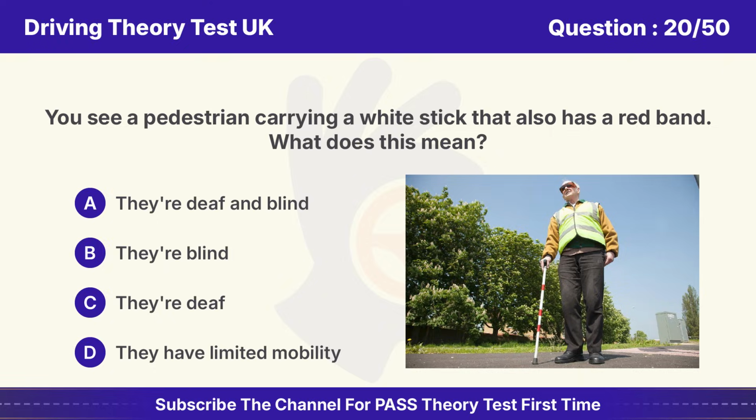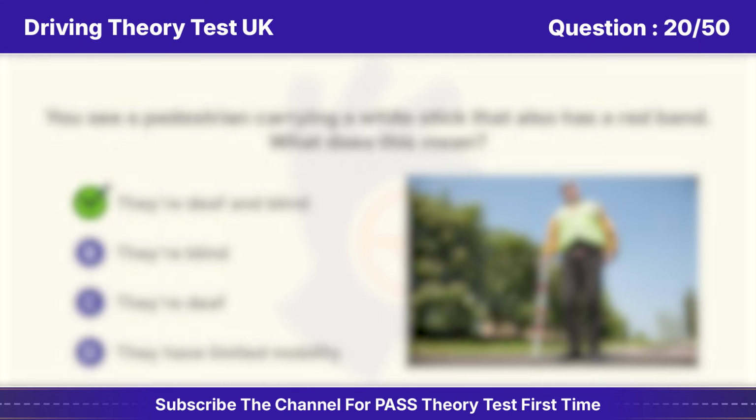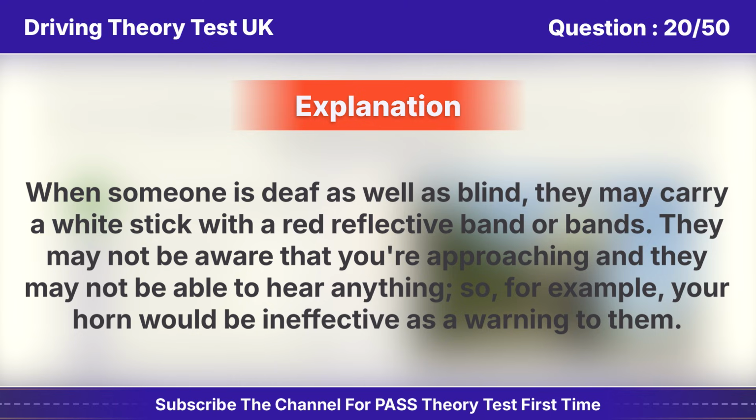Question 20. You see a pedestrian carrying a white stick that also has a red band. What does this mean? Answer is A. They're deaf and blind. When someone is deaf as well as blind, they may carry a white stick with a red reflective band or bands. They may not be aware that you're approaching and they may not be able to hear anything. So, for example, your horn would be ineffective as a warning to them.